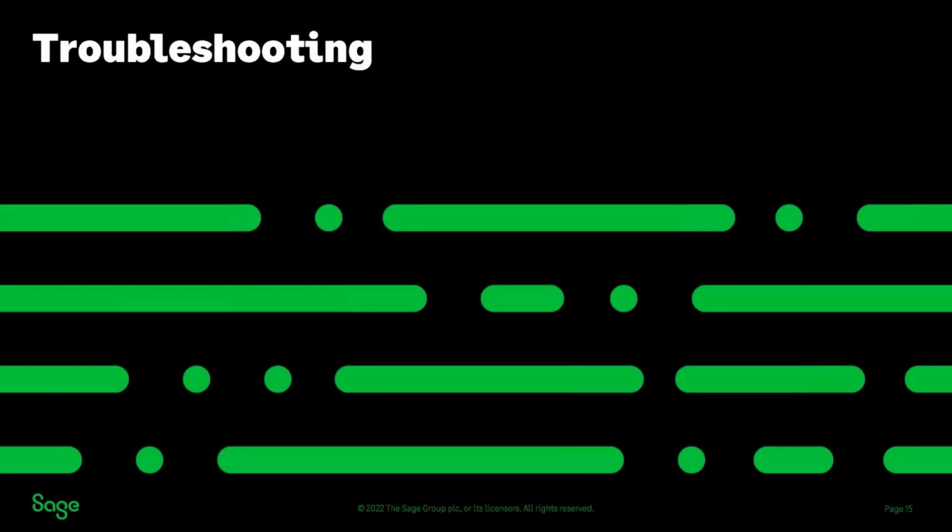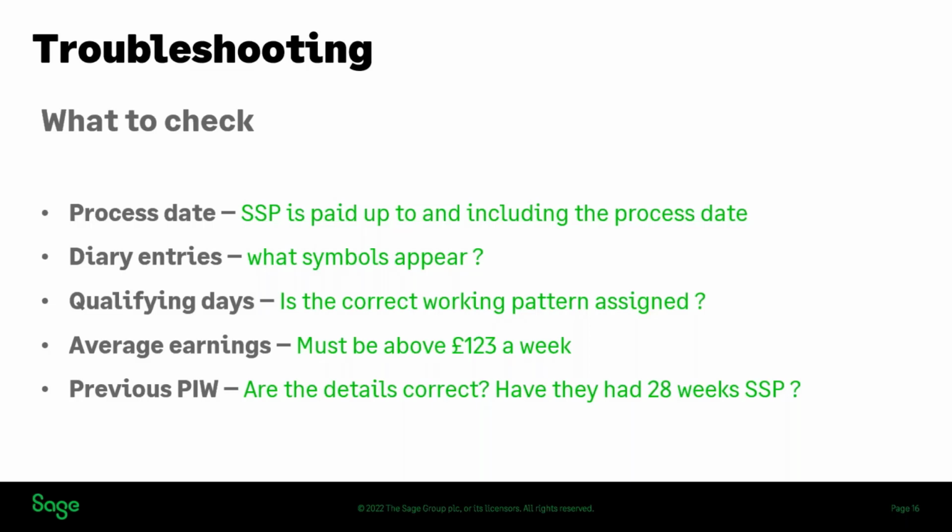Okay, so troubleshooting for statutory sick pay. We've got a little bit of a checklist here for things to go through. So what things to check? Firstly, our process date. Statutory payments, so sick pay and parental payments, are all calculated up to and including your process date. So double check what your process date is set as to make sure it's correct, to then know what should be calculated for that.